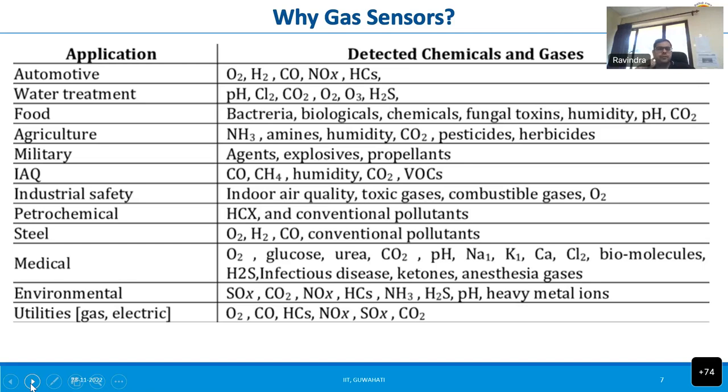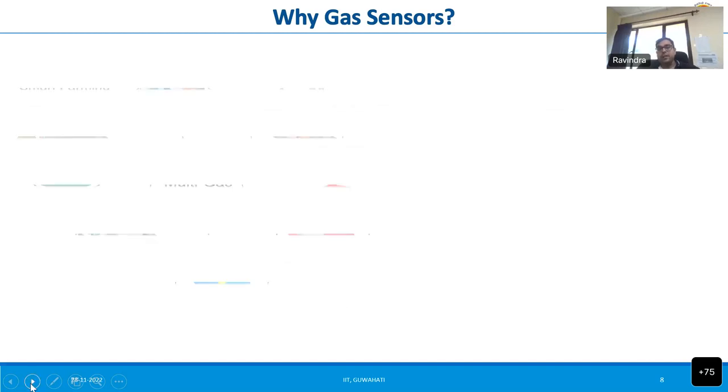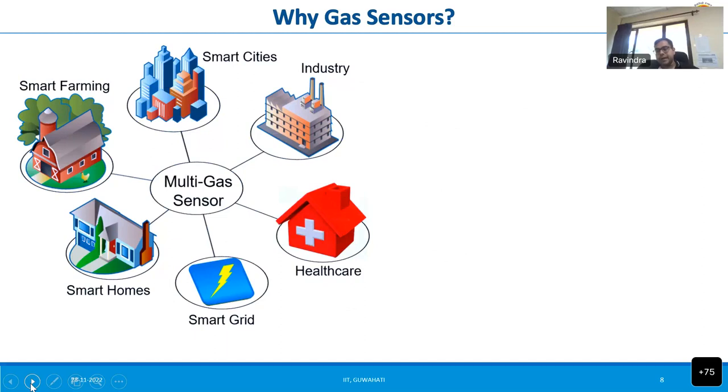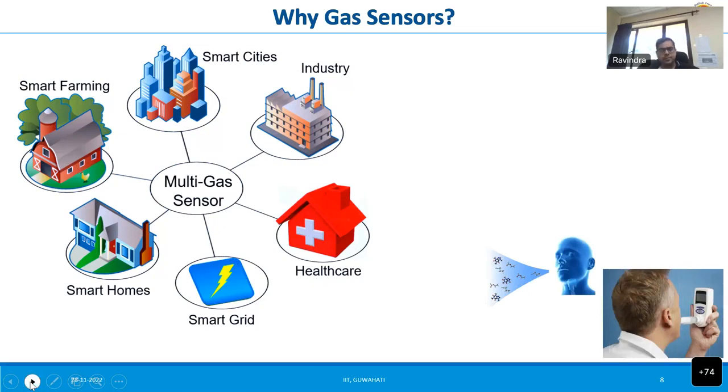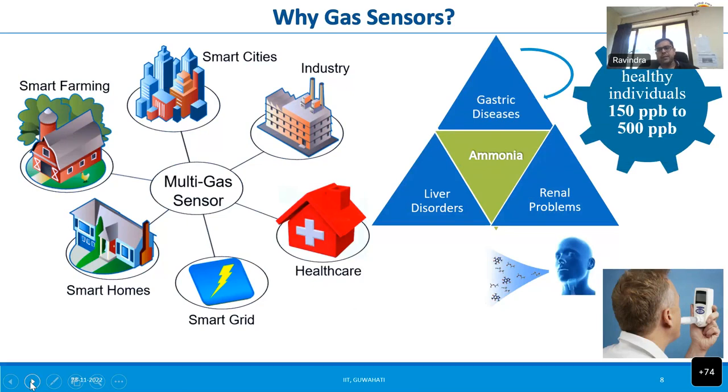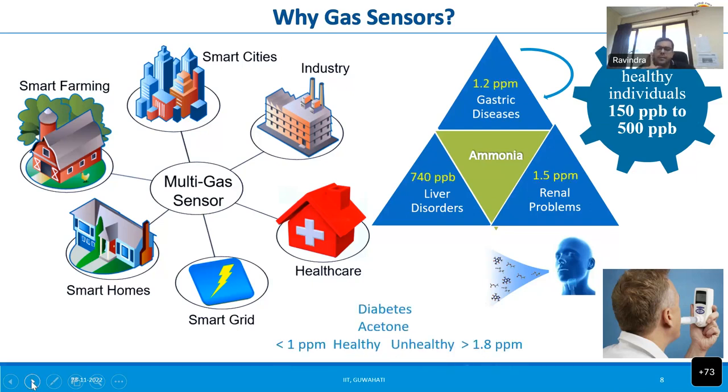Similarly, for water treatment, food, agriculture, indoor air quality monitoring, military applications, everywhere you have applications of these sensors. And there is still a demand for good quality sensors in the market. I will not go into detail because we have been discussing these things for the last 10 minutes or so, but quickly I will give you a feel that a breath analyzer, like this person is doing, is for ammonia, for example. Ammonia is a biomarker for gastric diseases, renal problems, and liver disorder. Of course, their concentration may be different. Similarly, for diabetes, there are many biomarkers, including acetone. So this is a very good front to work on for non-invasive disease diagnosis.